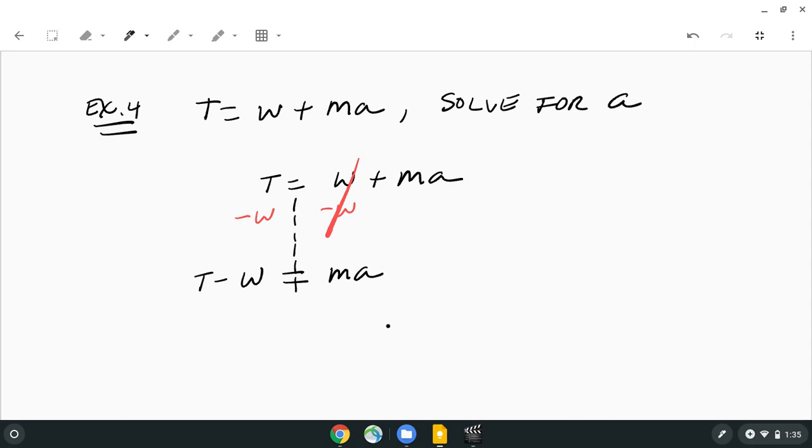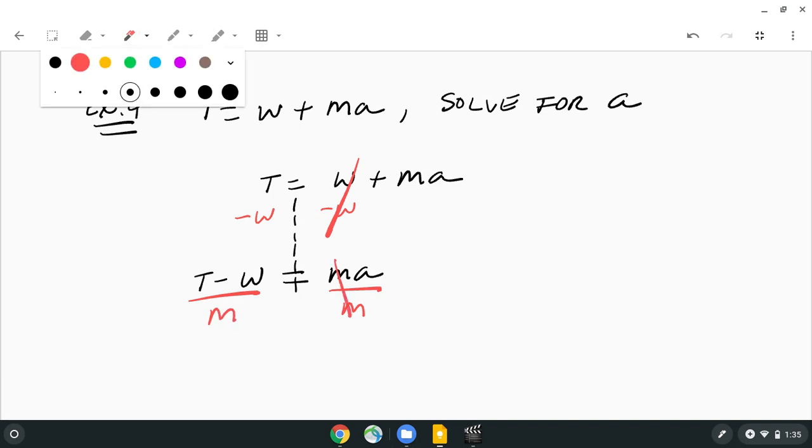Again, you pretend that's a number. We're solving for A. If that were a number, this is multiplication. So the opposite of multiply is divide. So I'm going to divide both sides by M. So that equals 1. So there we get the A by itself.